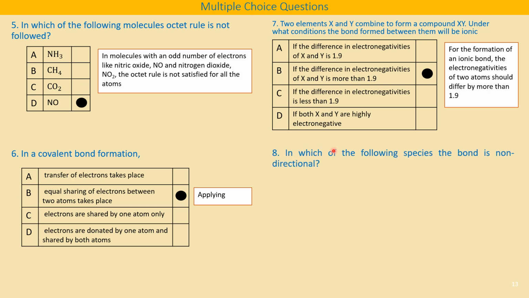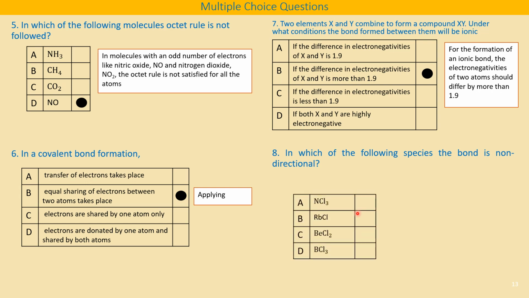Next question. In which of the following species is the bond non-directional? This also we are going to cover in our subsequent videos. The four options are given. Option A NCl3, option B RbCl, option C BeCl2 and option D BCl3. Please note that RbCl is an electrovalent compound, hence the bond involved is non-directional. Hence option B is the correct answer. You please mark it.